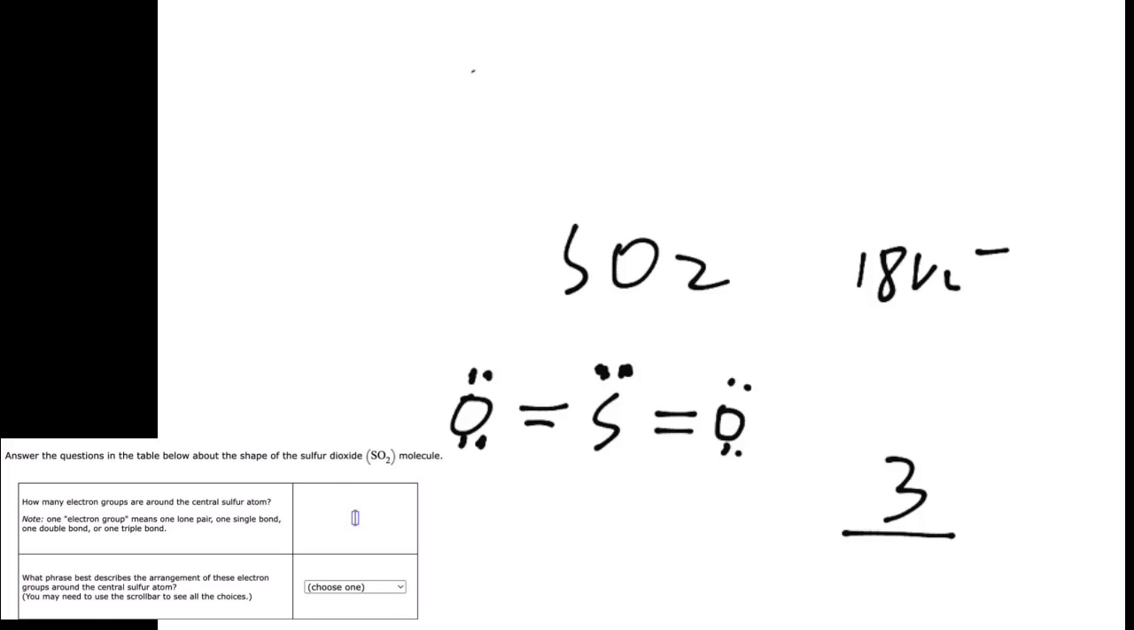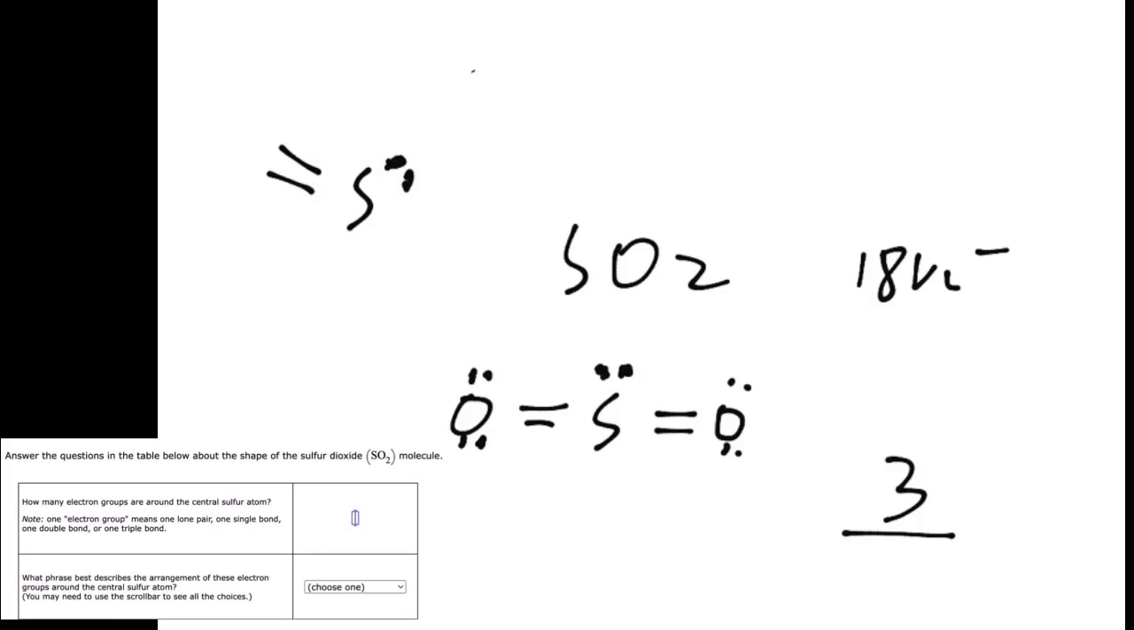And for the second part, they say, what phrase best describes the arrangement of these electron groups around the central atom? I'm only assuming that they mean the electron geometry, because they said the arrangement of electron groups, so that would mean electron geometry. So this is how the electrons are arranged. If you wanted to see the electron geometry, you'd have to draw this a little differently. So you would draw it more realistically.